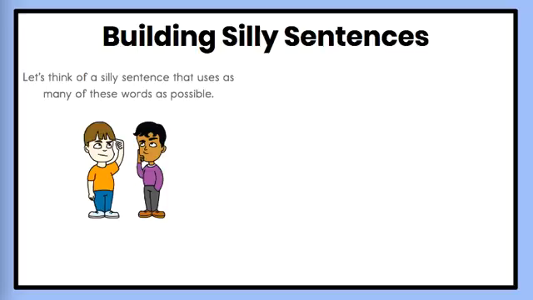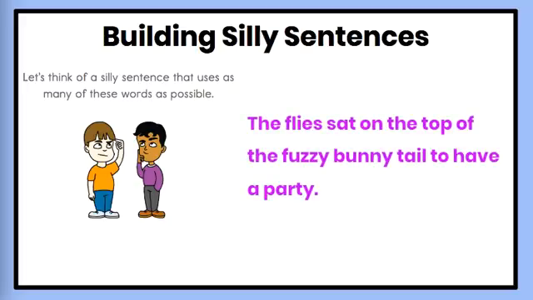So look at all of the words that we've listed, and I bet you were able to come up with even more. So now we're ready to write a silly sentence. A silly sentence just makes us laugh because we're using words that don't usually go together, and it gives us a funny picture in our head, or it just sounds really silly. Here's one example of a silly sentence. The flies sat on the top of the fuzzy bunny tail to have a party.